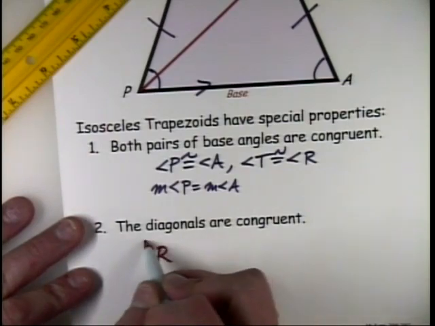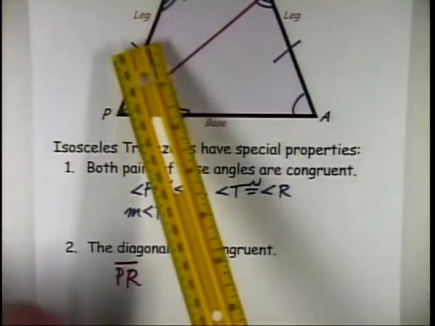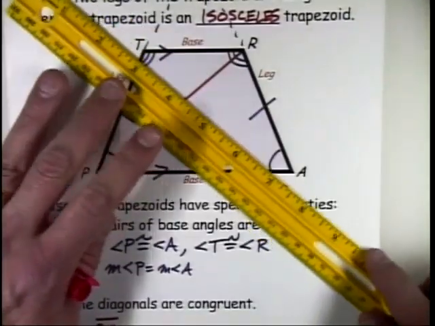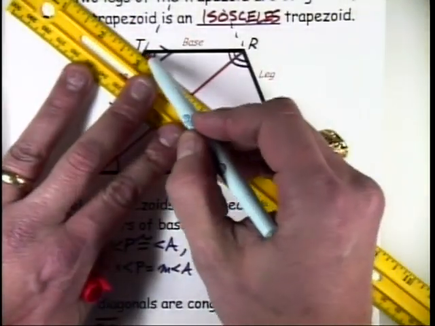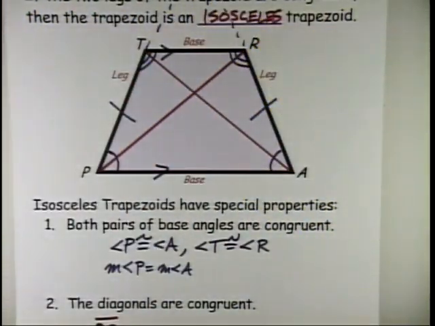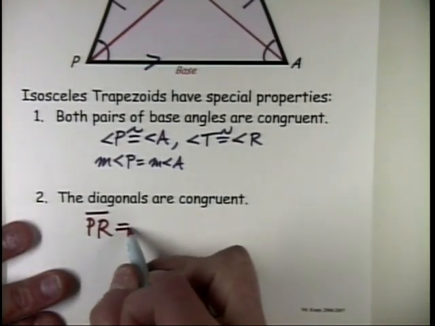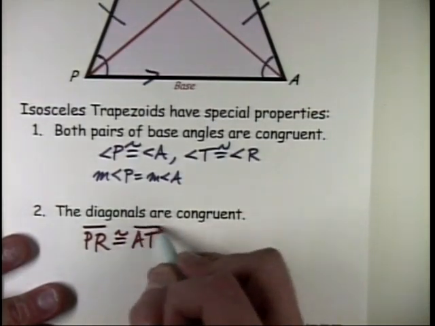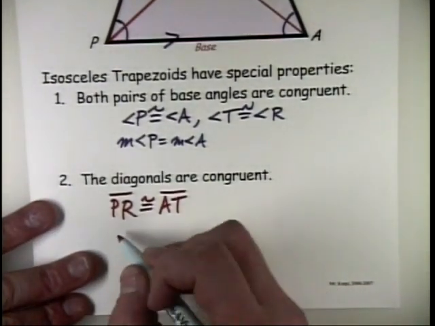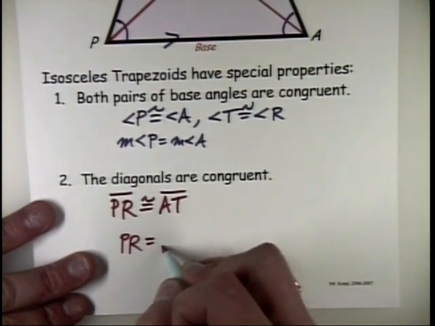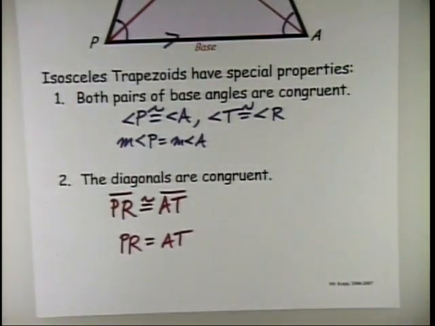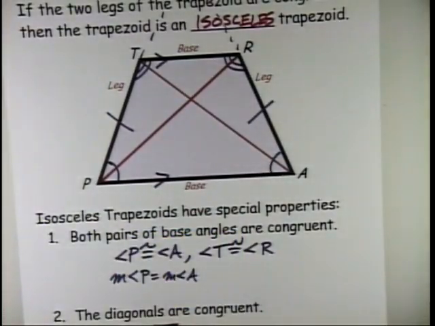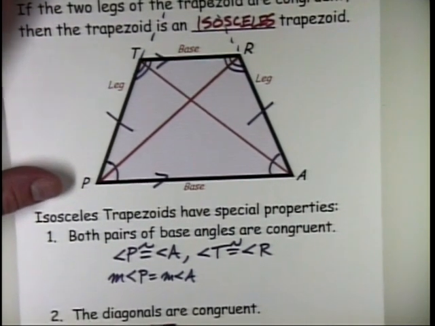Remember, the segment itself has the bar above it, and the other diagonal would be segment AT or TA. And I can connect that, again, with the straight edge, and I get that diagonal. Okay, so PR, we say, is congruent to segment AT, and that notation, again, means that their measures, PR is equal to AT. Without the bar, remember, it means the length of the segments. They have the exact same length. Okay, those are the special properties of an isosceles trapezoid. So now we have some anatomy figured out, and we have some special properties. It's time to look at some examples.